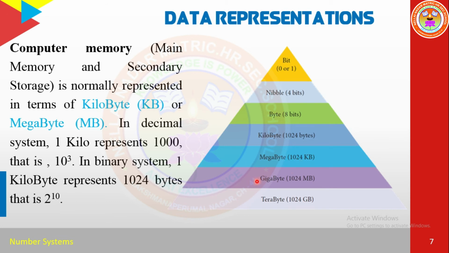Then 1 gigabyte is equal to 1024 megabytes, and 1 terabyte is equal to 1024 gigabytes. Students, just note down that from the kilobyte calculations onward, all calculations follow the same memory value, 1024 combinations, that is 2 to the power of 10. So this is the memory representation in binary number systems, especially in computer memory.